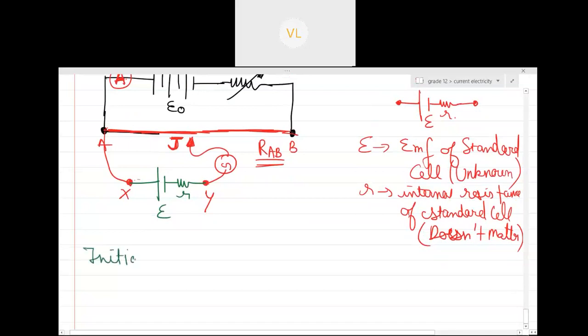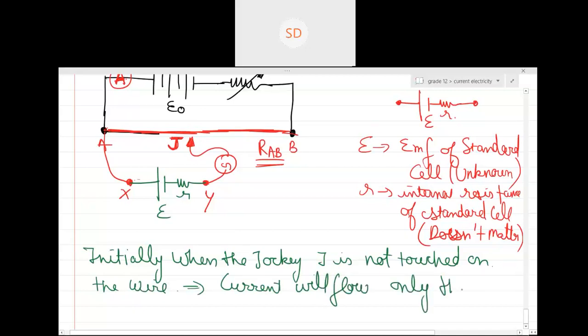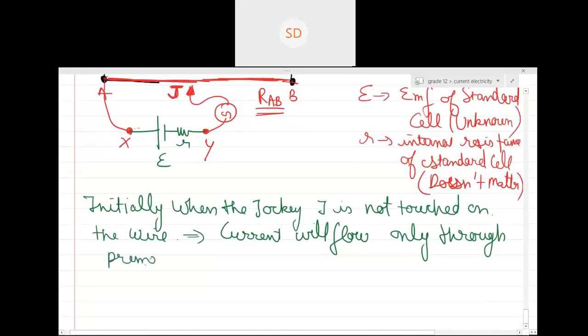Now let's see, initially, when the jockey J is not touched on the wire. When jockey J is not touched on the wire, then tell me what will happen. The current will only flow through the primary circuit, right? Yes, sir. So current will flow only through the primary circuit. What will be the current? Can anyone answer me? What will be the current?